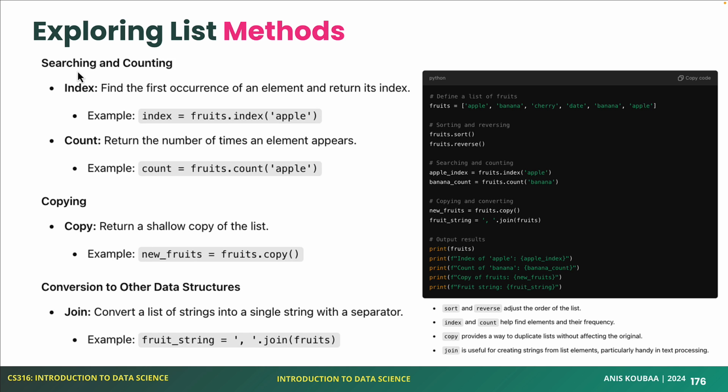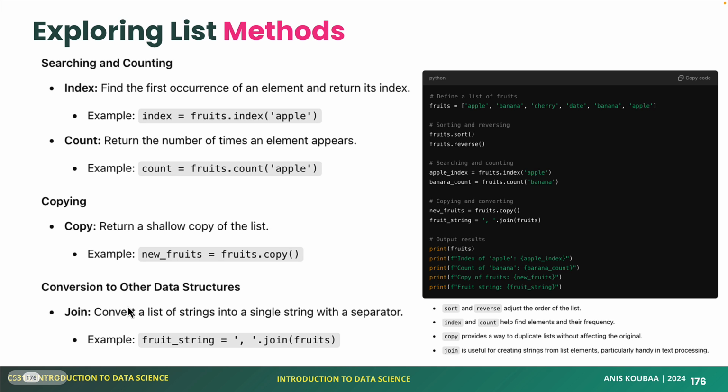Other methods, like for searching and counting: you can find the first occurrence of an element and return its index using the .index method. So .index apple is going to return 0. And if the element doesn't exist, it's going to return a negative value. Count will count the occurrences of the element, how many times this element is repeated in the list. You can use .copy to create a fresh copy, or a shallow copy, of the list.